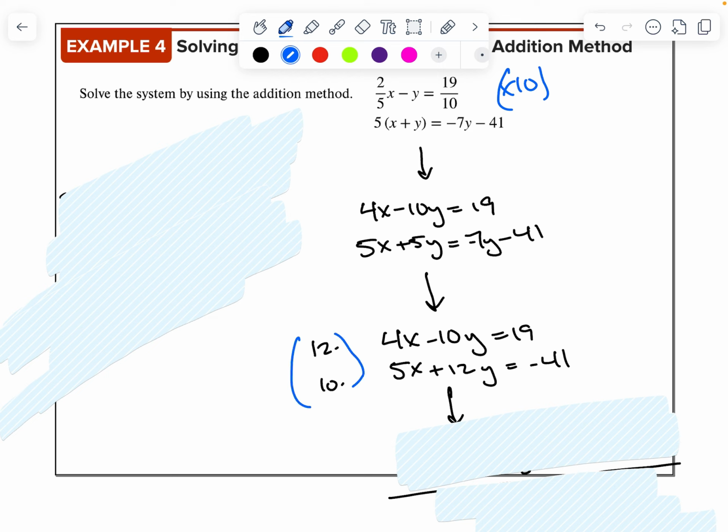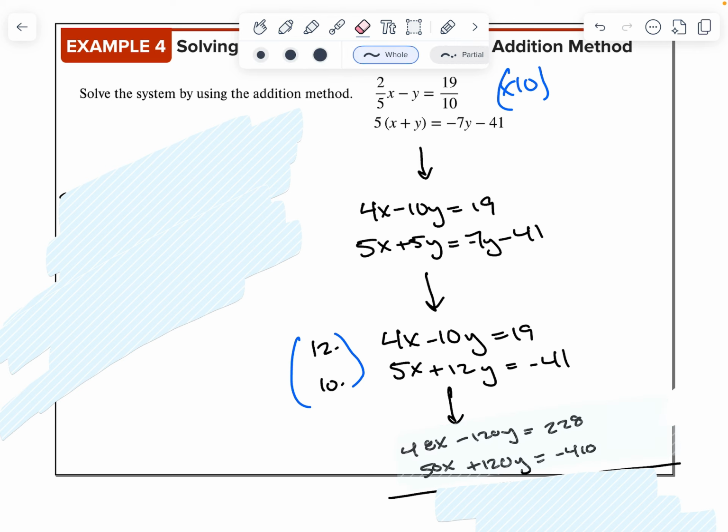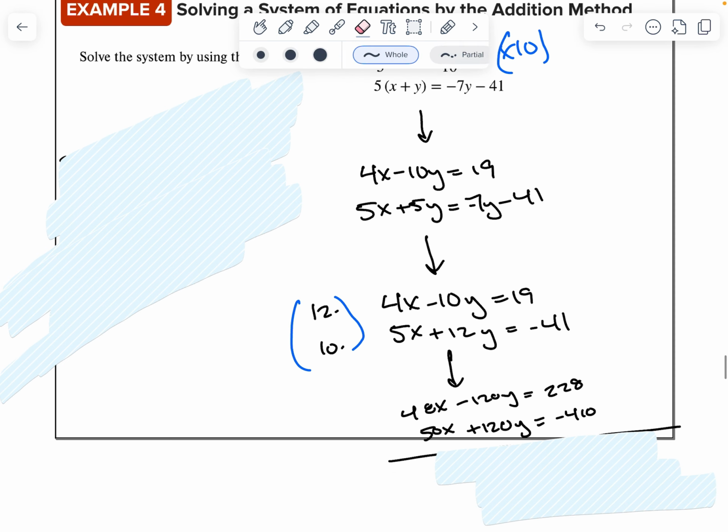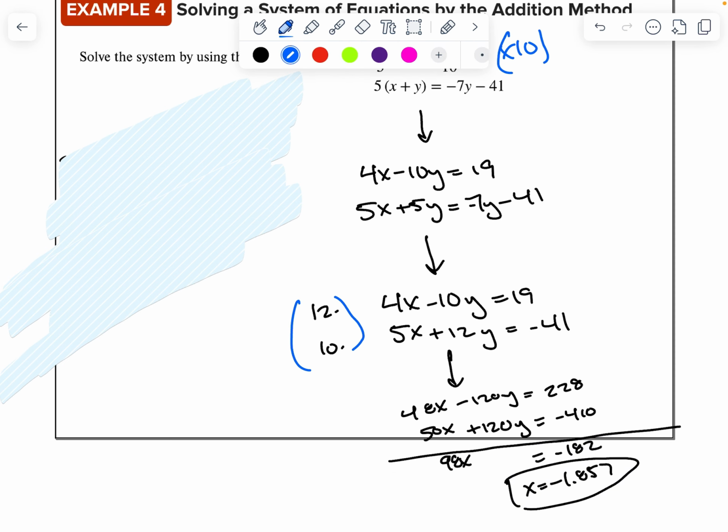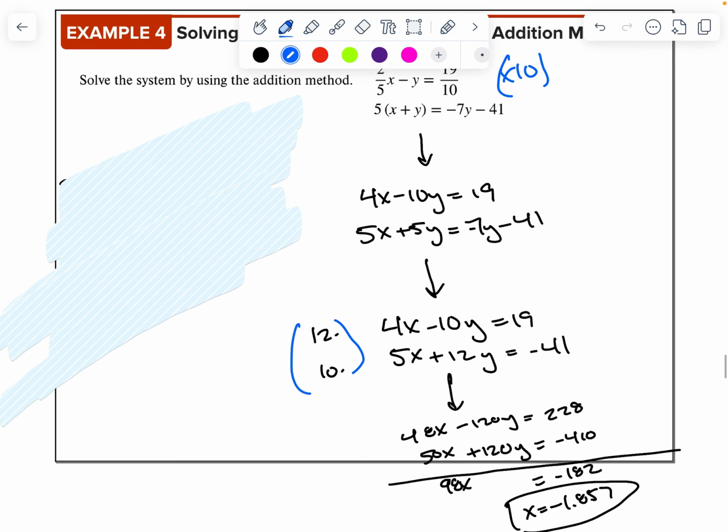I can multiply by these things to try and get the y's to match up. Again, I chose the y's because they're opposite sign already. One of them's a plus and one of them's a minus. Multiply by 12 on top and 10 on bottom gives me a 120y and a negative 120y. That's what I wanted. I wanted opposite things there. That way when you add them, there's only x's left, and then you could divide to get x. Not a nice number, but it is an answer.